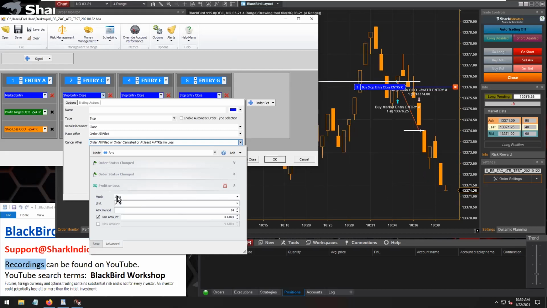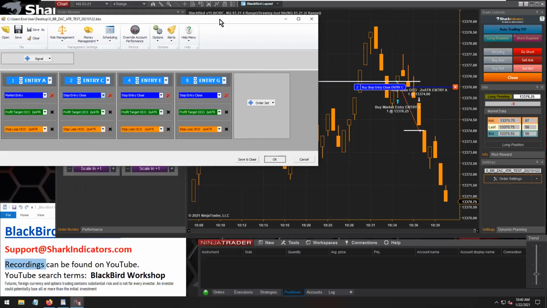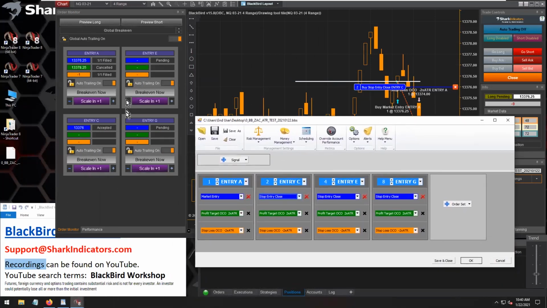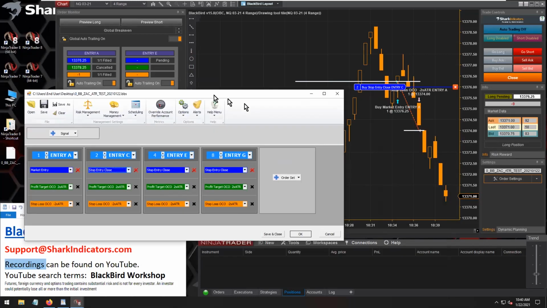However, that's the problem here: once the market gets down here to 4 ATRs of loss, we can see that entry order C is not being canceled. Also, if we look at our order monitor, entry order C is accepted, so it's basically in a working state. Order E is still pending, and order G is still pending.